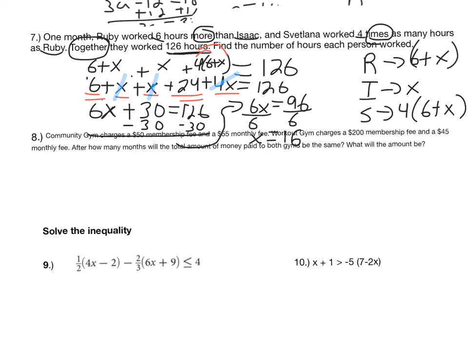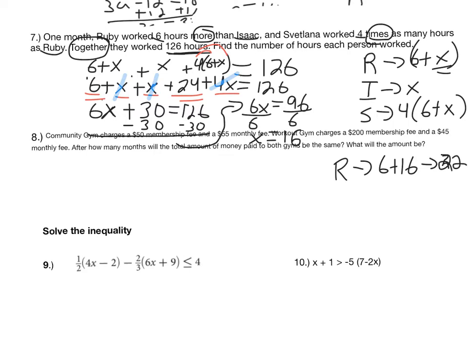But X stands for Isaac, right? If we wanted to find out how many hours Ruby worked and Svetlana worked, then we'd have to plug in 16 for X. So for Ruby, remember Ruby worked 6 plus X, right? So because we know X is 16, it would be 6 plus 16, which is 22.